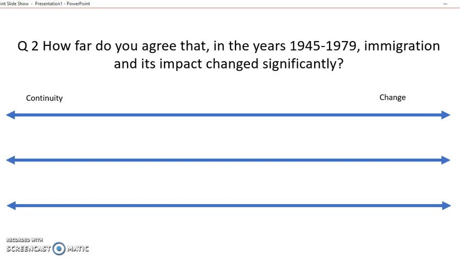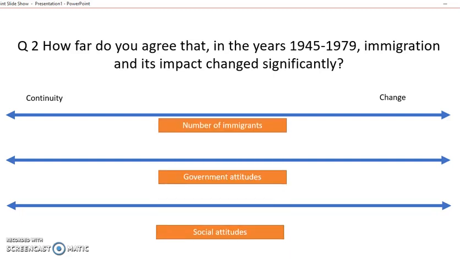So the criteria that I've come up with for this one is to think about, well, did the number of immigrants change over this time period or was there more continuity? How did government attitudes change and how did social attitudes change? And I'm just going to do a really quick judgment as part of my plan to get me thinking evaluatively.